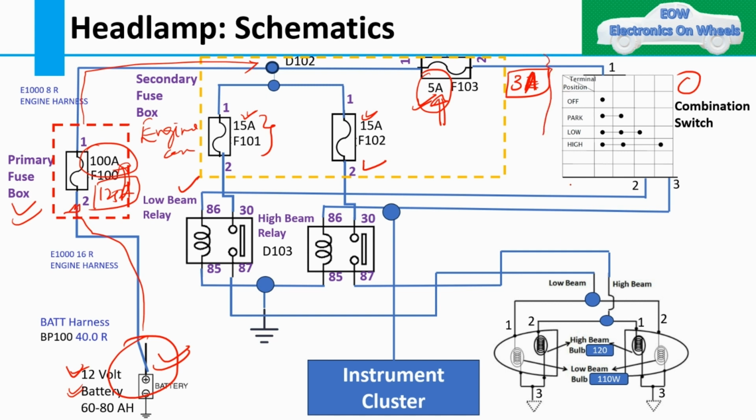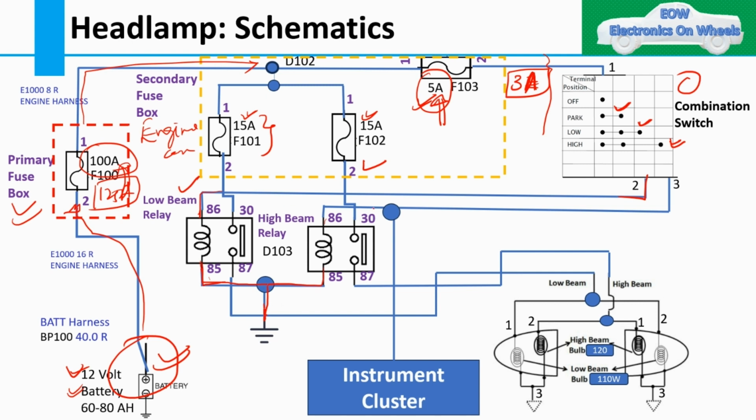Now the combination switch. I have already told you we have three positions. First is park, second is low beam, and third is high beam. So what we will do, we will take one connection of low beam, and we are using two relays. One is the low beam relay and the other one is the high beam relay. So we will give this connection here, and then this particular connection will be grounded through the coil.